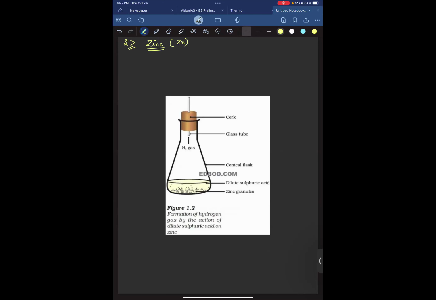So what we will do, we will take some zinc granules. Like magnesium was present in the form of ribbon, similarly, zinc also is present in form of small granules. These pieces. For example, here you can see these pieces of zinc granules. And then we will react it with dilute sulfuric acid. Can anyone tell me the formula of sulfuric acid if you remember?